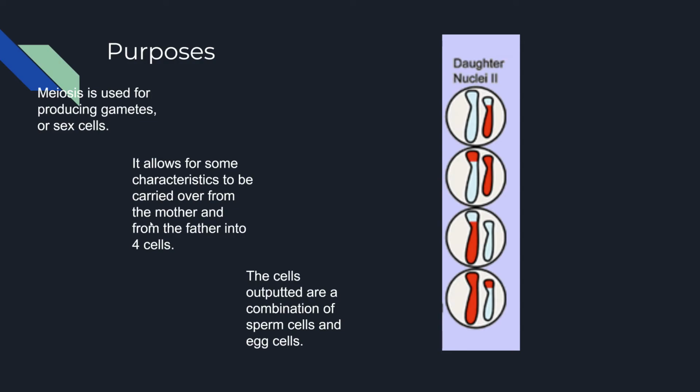Meiosis is used for producing gametes, which allow for reproduction. It allows for some characteristics to be carried over from the mother and the father into four cells. The cells outputted are a combination of sperm cells and egg cells.